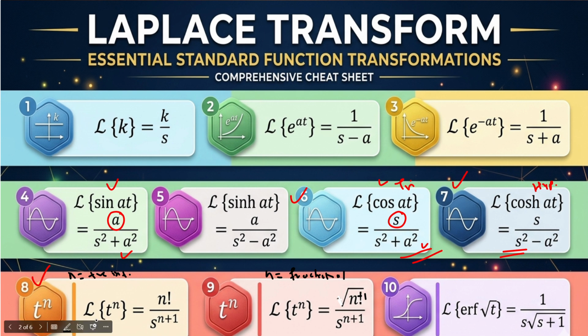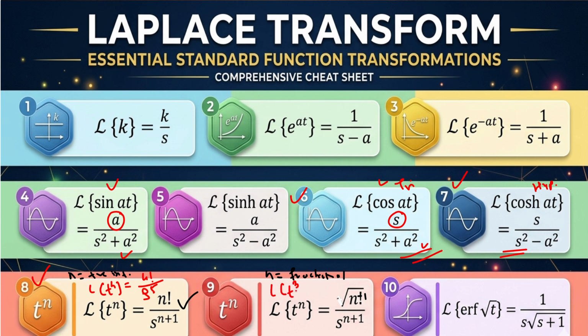So formula number 8, you have to find Laplace of t raised to n. The Laplace of t raised to n is n factorial upon s raised to n plus 1, where n means power. For example, if I have to find Laplace of t raised to 4, then the Laplace of t raised to 4 will be 4 factorial upon s raised to 4 plus 1, that is s raised to 5.